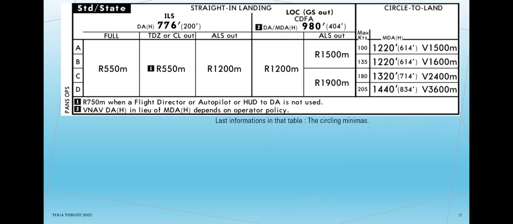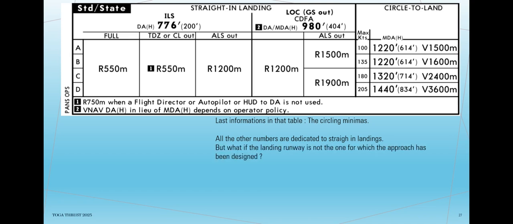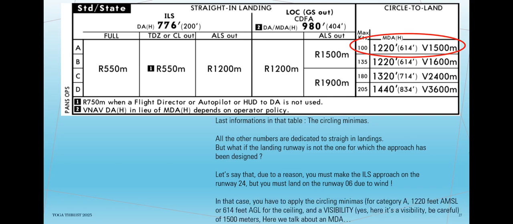Last information in that table, the circling minimas. All the other numbers are dedicated to straight-in landings. But what if the landing runway is not the one for which the approach has been designed? Let's say that, due to a reason, you must make the ILS approach on runway 24, but you must land on runway 06 due to the wind. In that case, you have to apply the circling minimas, for Category A, 1,220 feet AMSL or 614 feet AGL for the ceiling, and a visibility, yes, here it's a visibility, be careful, of 1,500 meters. Here we talk about an MDA.